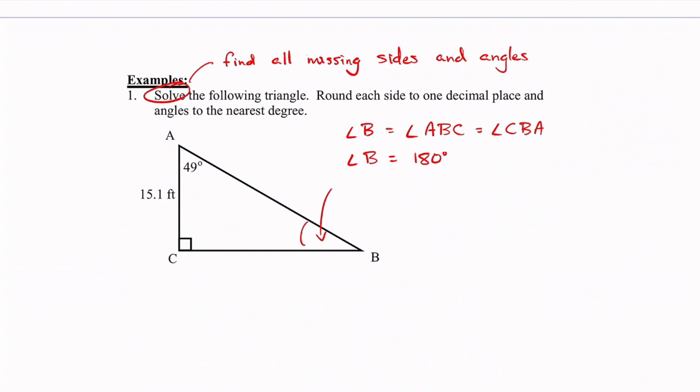So it's like you had $180, but then you lost 90, and then you lost 49. So it's just like money, it's the same kind of thing. So 180 subtract 90 degrees, subtract 49 degrees, that gives me 41 degrees. Okay, so I know what angle B is. Next, we can try to find a side. So I'm going to try to find this side right here.